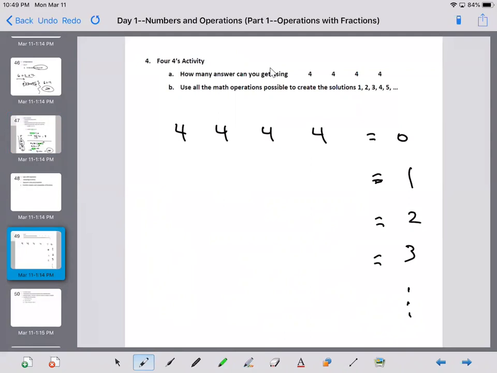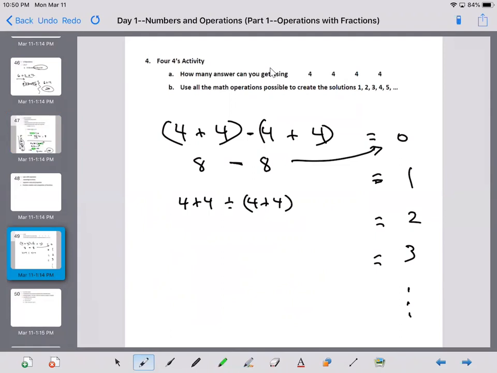So an example of that would be, if I used parentheses and I got 8 and 8, in order to get 0, I would need to show subtraction in the middle there to show an answer of 0. Or I could use 4 plus 4 divided by 4 plus 4, and if I use parentheses, that would give me 8 divided by 8, which would give me 1.